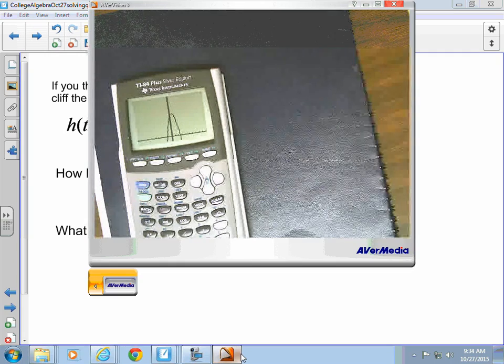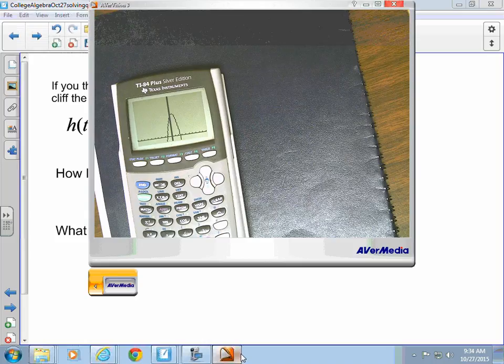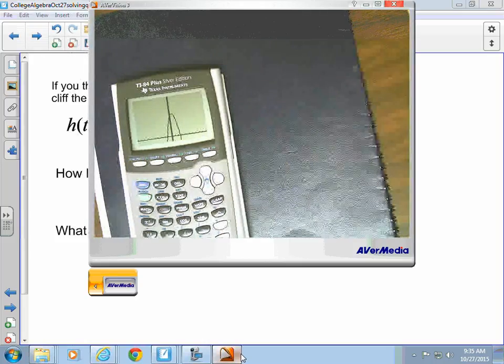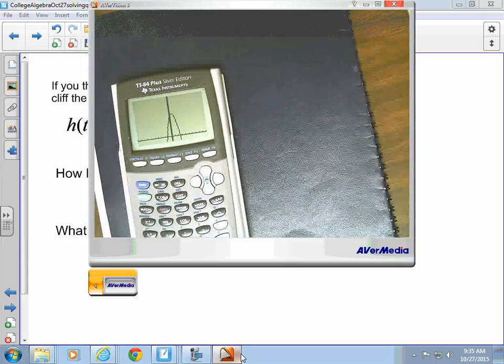If you had done negative 100 to 100 on all of your screens, would you see a good picture of this? No. So remember, it's not wise to just randomly zoom in and out. It's good to think about what the values mean. And so y was the height of the book. We know it's going to be kind of big because we're throwing it off of a 50-foot cliff. But the x value is time. It's not going to take a real long time for the book to hit the ground. So think about those things when you're working a word problem.